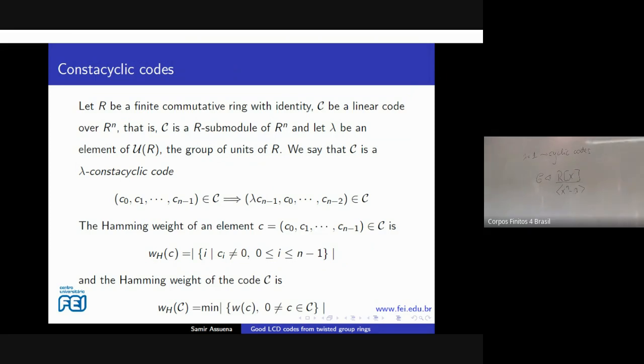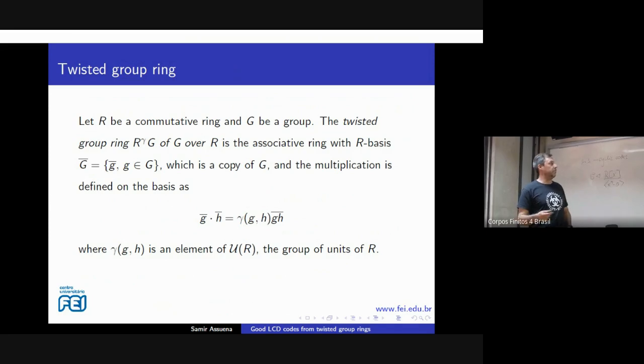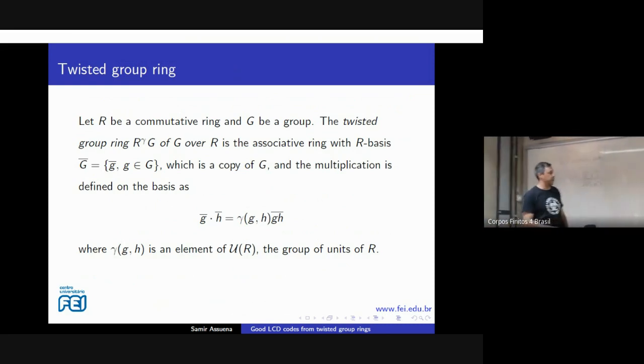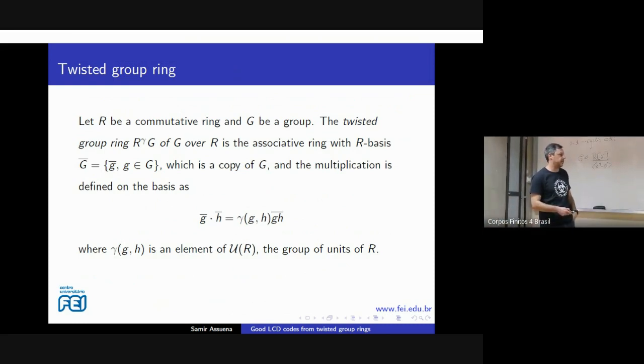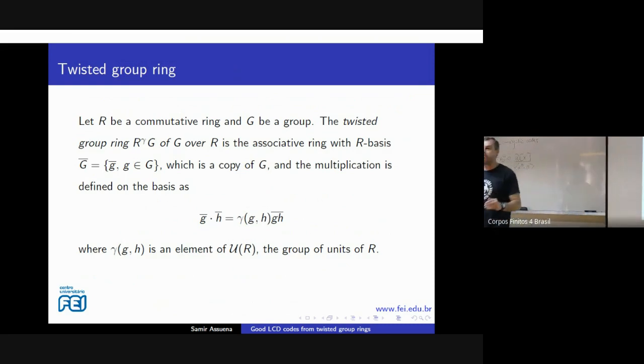And so, can we describe or realize this kind of codes in a different way? Yeah, the answer is positive, but we need to consider twisted group rings. As CÉSAR told us, it's just an associative ring with a basis given by a set, which we denote by G bar. The product here is defined, as CÉSAR told us, G bar times H bar. We have just a coefficient here, and this coefficient has to be a unit in the ring R.